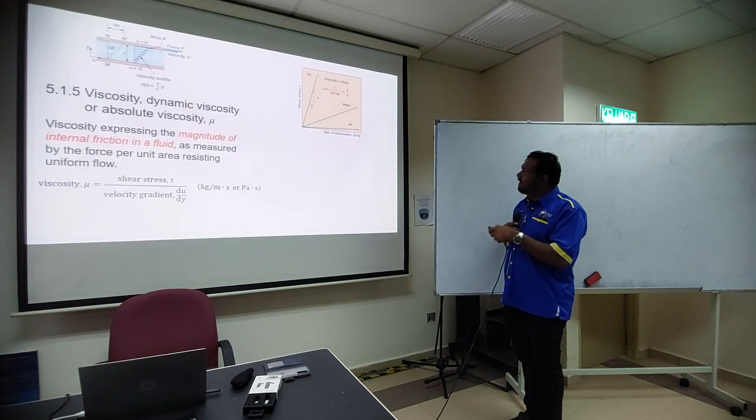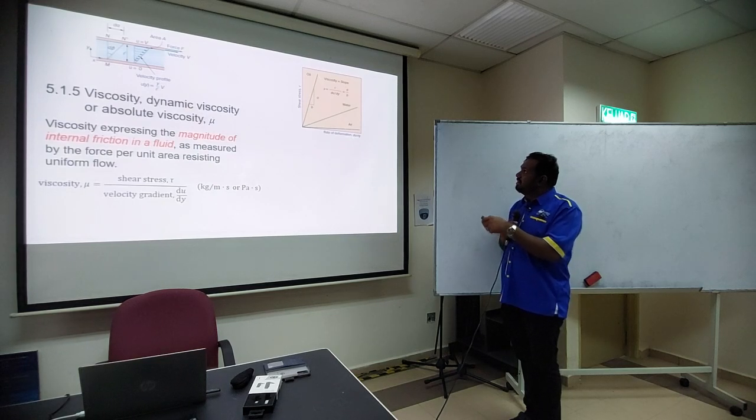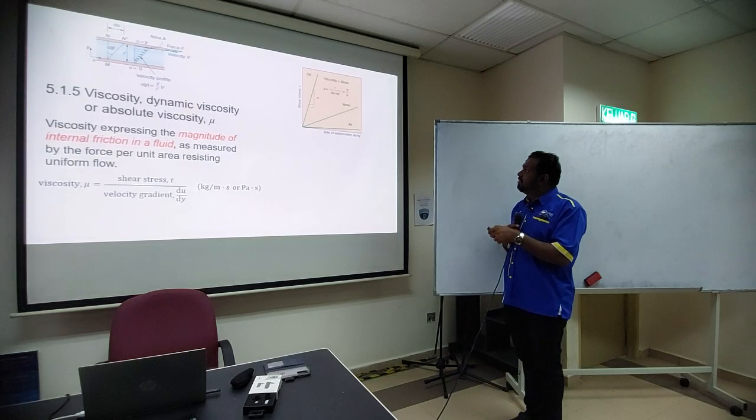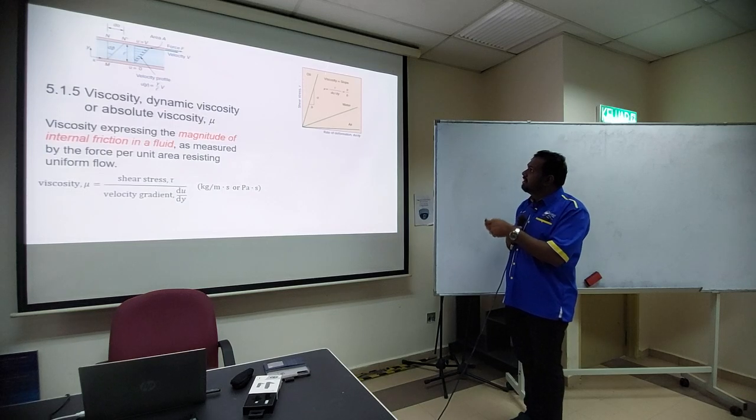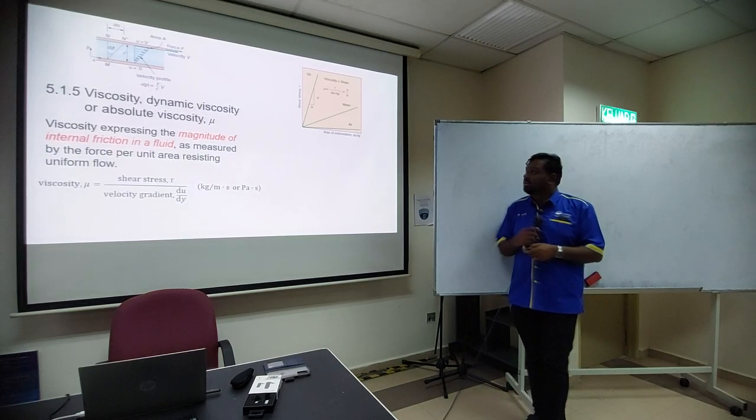You can see water, oil and air, so we can see some comparison. The slope is the viscosity, A over B. So mu equals shear stress over du over dy, or you can take the component of A divided by B. So you can find the viscosity of the material.